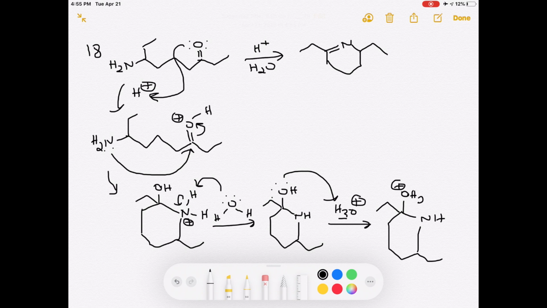So now we have to address that charge. What will happen is that this nitrogen will give one of its lone pairs and form a double bond here, which will cause this water to leave. And now we are actually quite close to our final solution.